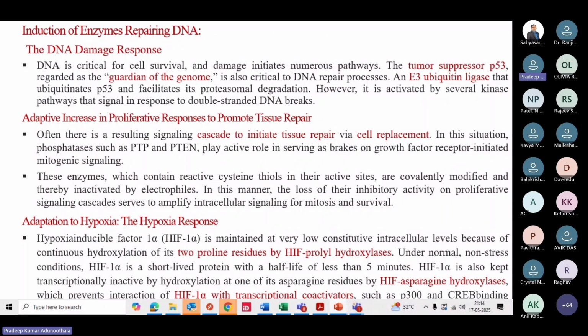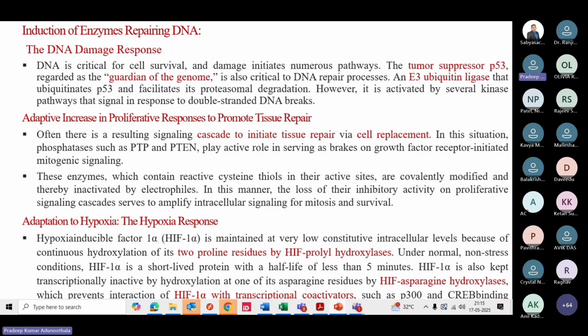So induction of enzymes repairing DNA. The DNA damage response. As we all know, DNA is critical for cell survival, and damage initiates numerous pathways like the tumor suppressor P53, which is regarded as a guardian of the genome. That is also critical in the DNA repair process, and E3 ubiquitin ligase ubiquitinates P53 and facilitates its proteasomal degradation. And it is activated by several kinase pathways that signal in response to double stranded DNA breaks.